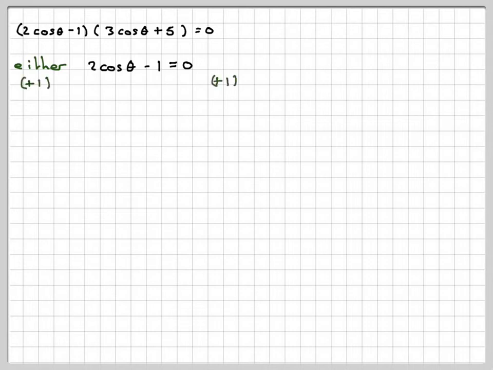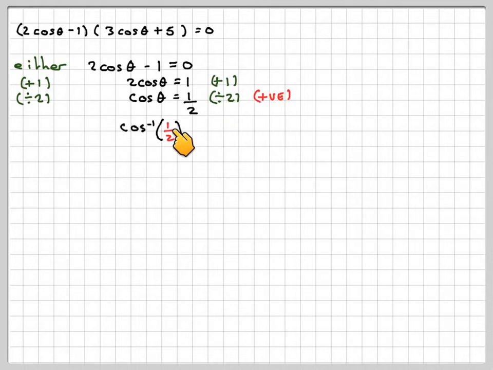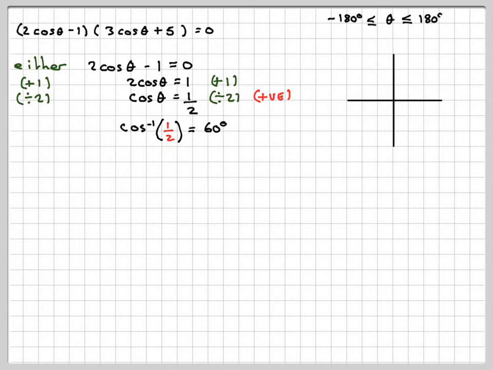Adding 1 to both sides, we get 2 cos theta is equal to 1. Dividing by 2, we get cos theta is 1/2. Remember, that is positive, so now we do cos to the minus 1 of 1/2. We always do the positive here. Cos to the minus 1 of 1/2 is 60 degrees. Then we do our grid. Now remember, we're solving from minus 180 to 180, so it's 0, 90, 180 going around that way. Now going around this way will be 0, minus 90, minus 180.